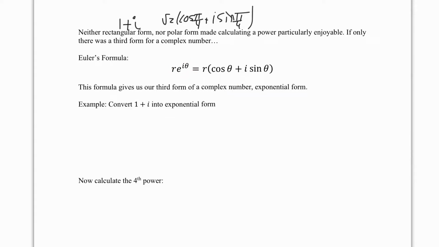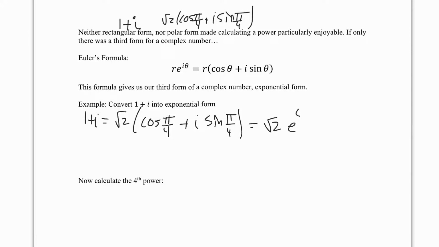Well, okay, it seems kind of weird, but let's see how this would work. Well, 1 plus i is equal to root 2 cos pi by 4 plus i sine pi by 4. And Euler's formula gives us root 2 e to the i times pi over 4.